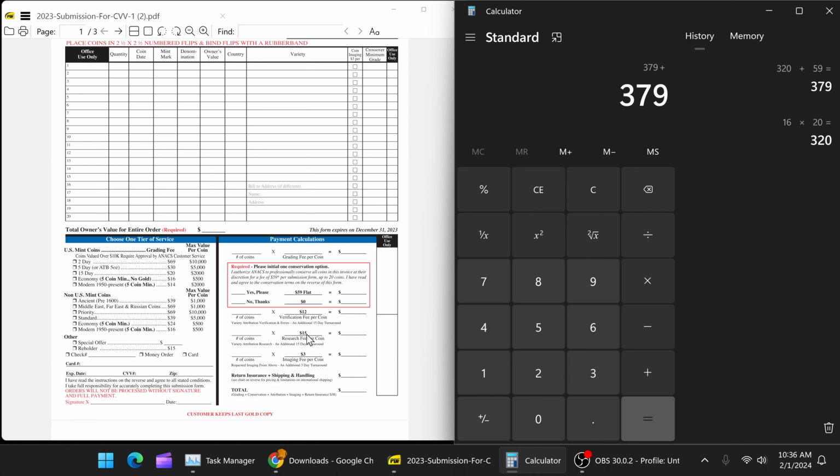Okay, so we got 15 times 20. So I'm going to lose the 379 now, right? So we got 15 times 20. That's 300. So that's plus 300. All right, plus the 379. And it's funny because I said that this was going to be a $1,000 submission in my last video.